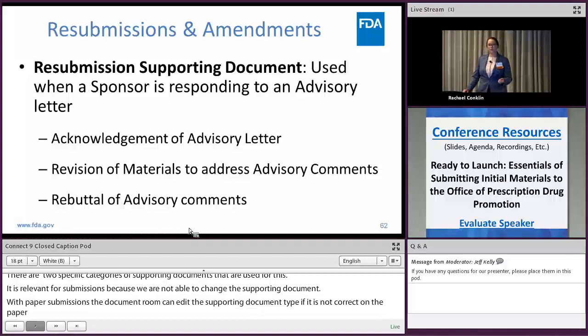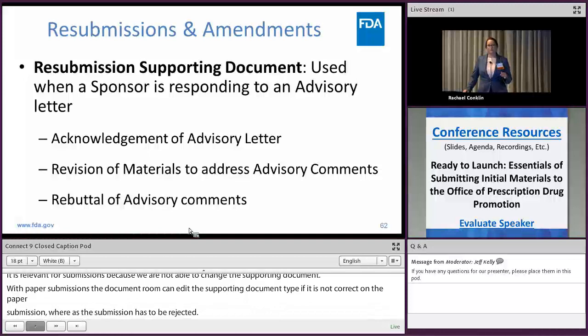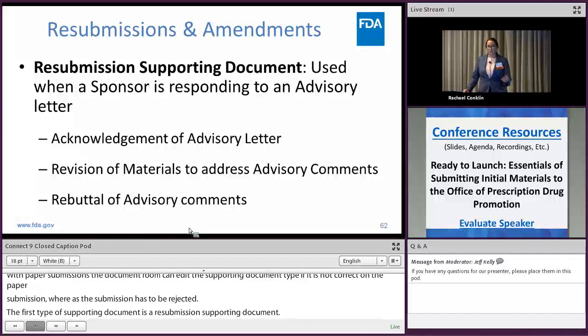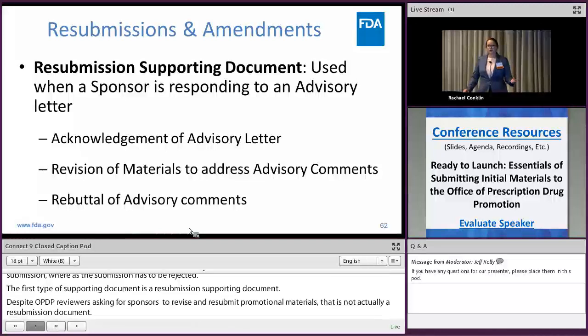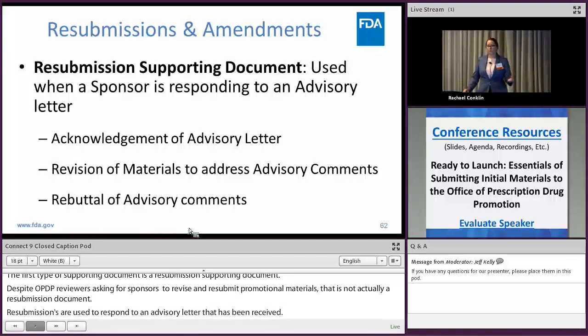So the first type of supporting document is a resubmission supporting document. Despite OPDP reviewers asking sponsors to maybe revise and resubmit promotional materials, that's not actually a resubmission document. Resubmissions are used to respond to an advisory letter that has been received. So whether that is sending back the materials for another round of advisory review, or maybe you're rebutting one of our letters, I hope not, it is responding to an advisory letter that you have received.